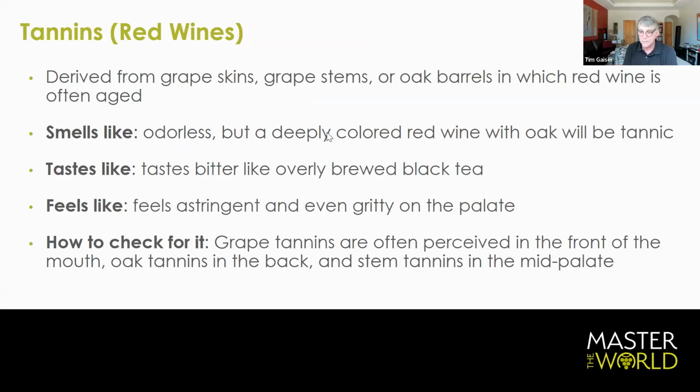Okay. And then finally, tannins. Tannins come from grape skins, from stems, or barrels, all 3 of those things in red wine. Overly brewed tea or baker's chocolate or coffee, really strong coffee without sugar. And it feels astringent, it feels gritty on the palate. So it tastes bitter, feels astringent. That's 2 different things. How do you check for it? Well, with red wine, again, you take a sip, hold the wine in your mouth for a few seconds, spit it out, and then you feel the astringency that's going on in your mouth.